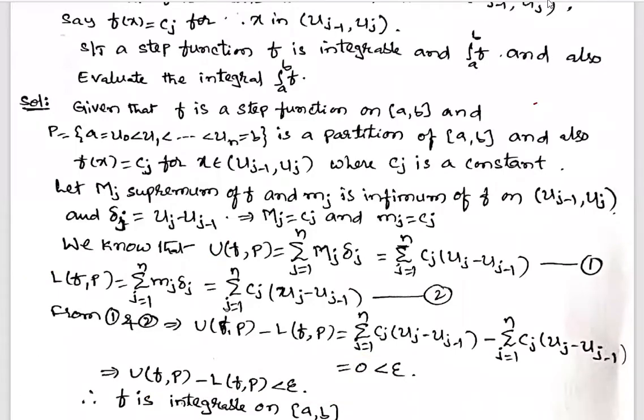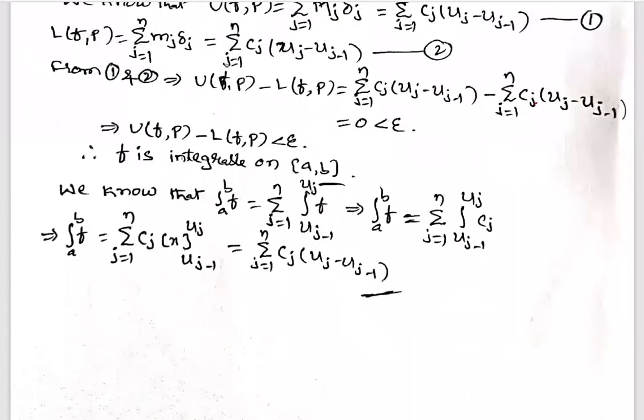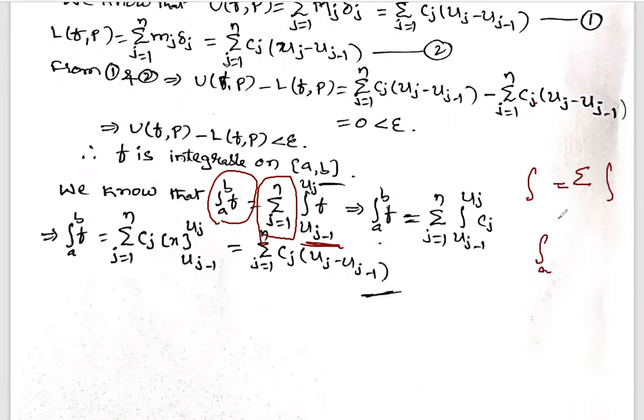So next, coming to this, what is that integration? Integral a to b of f. So how can we write this? We are just writing it as a summation of the integrals. So integral a to b, I'll just write it here. What do you get? The integral is equal to the summation of the integrals, that is c_j, right?